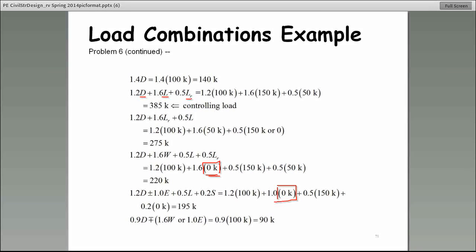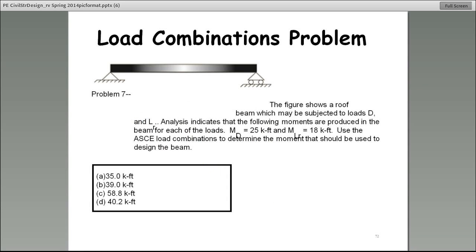Now, how does this work? Once you calculate all of these, this is just plug in numbers, the one that controls is the largest. Just compare the results, and 385 out of the 4 or 5 possible values, that is the controlling load, and that's all they're asking you to do, guys. All right? Now, here is another sample. This is the load combination.